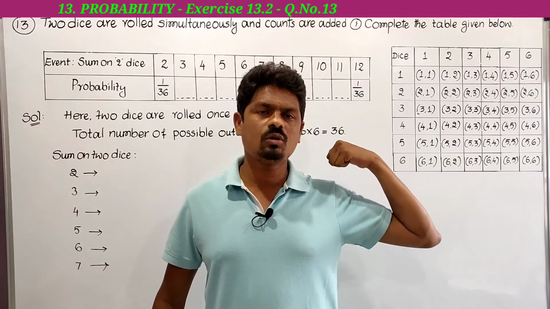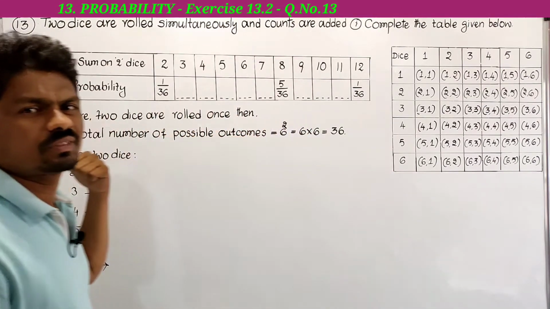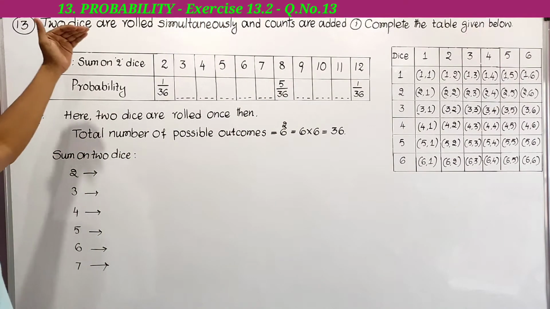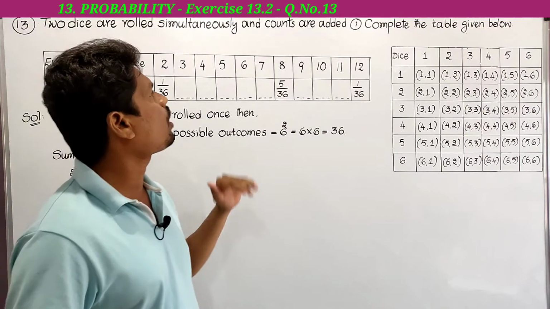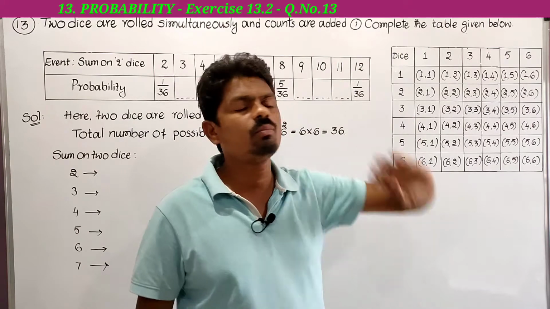Today we are going to solve problems from exercise 13.2. So this is the 13th problem. See here what he is asking. Two dice are rolled simultaneously and the counts are added. This is the first one: complete the table given below.